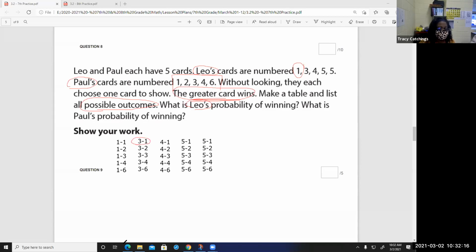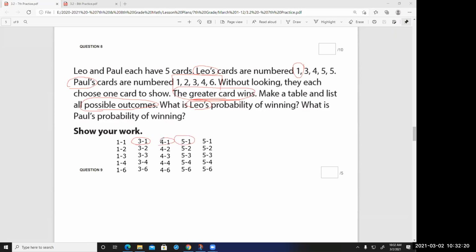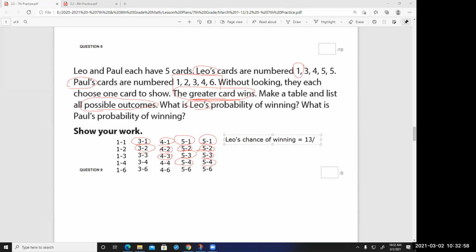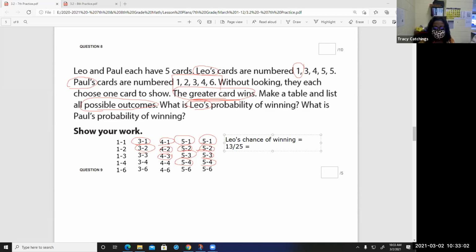I'll start us off like 3, 1, 5, 1, 5, 4, 4, 3, 5, 2, 5, 3, 5, 4. That's it. All right, how many do we have circled? All right, I verified it. 8, 9, 10, 11, 12, 13. How many total do we have? 25. All right, 25. Somebody give us that percent. 13 out of 25. 0.52. So we know that's 52%.